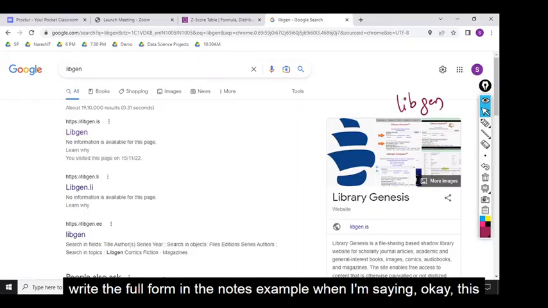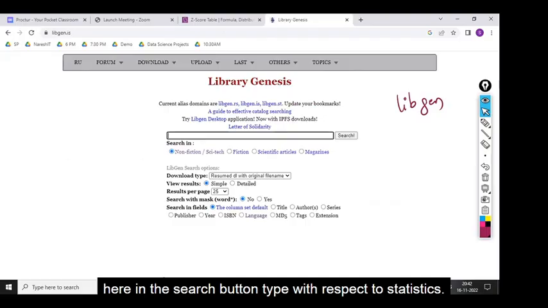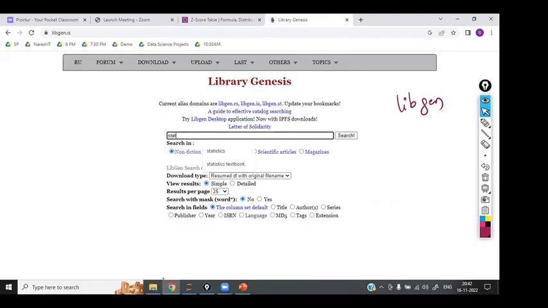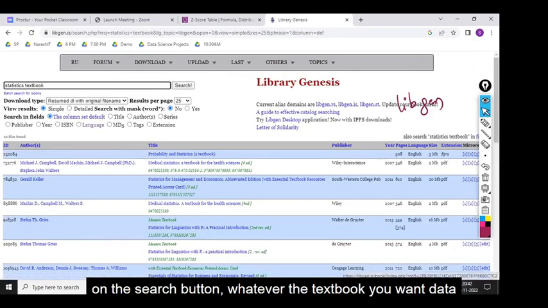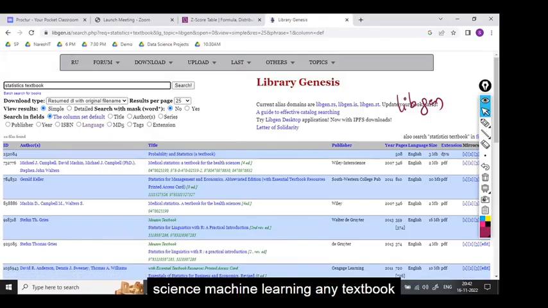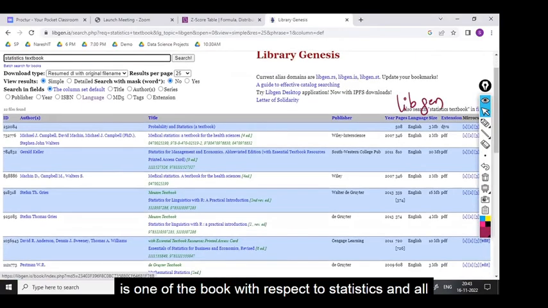Example one I'm saying. Okay. This is the website. Once you enter into the website, here in the search button, type with respect to statistics. Statistics textbook. Just type like this and click on the search button. Whatever the textbook you want, data science, machine learning, any textbook, just type like this. Now you'll get all the books. So this is one of the books with respect to statistics and all these things.